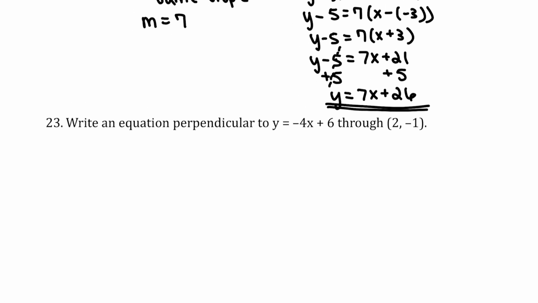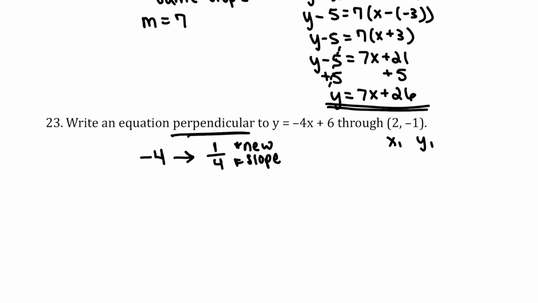23, same thing, except this time it's saying write an equation that's perpendicular to y equals negative 4x plus 6 through 2 comma 1. So what we're going to do is do the opposite reciprocal of negative 4. So negative 4 will turn into a positive 1 over 4, and that's our new slope. So our new slope is 1 over 4. So let's use our point slope again.